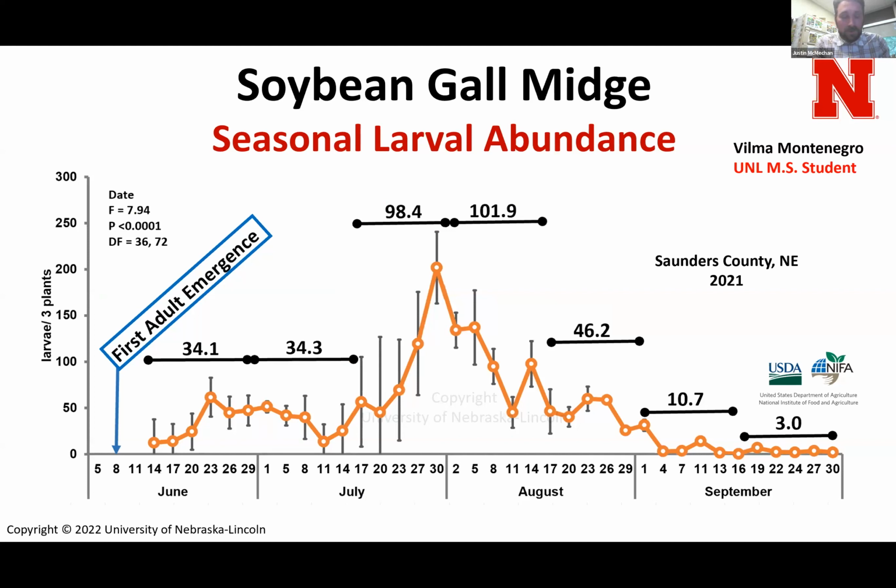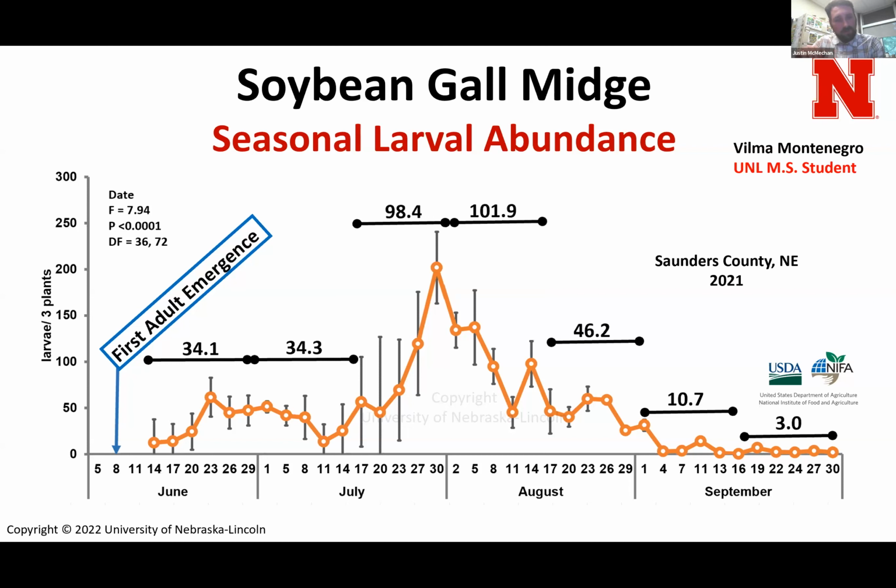The next one here is a little bit more dense, and we've kind of broken that up with some black bars that indicate the averages over those periods. On the x-axis is that same time frame. Y-axis is the number of larvae per 3 plants from each plot. So that's the sum of larvae on those 3 plants. And you can see first adult emergence of this site was June 8th. By the 14th, we had detection of larvae on those plants.